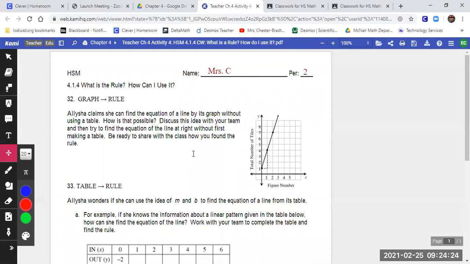What do you think? What's a way, without making a whole table from everything, what could you do? What piece of information do we need to know to make the equation? That's a big question.